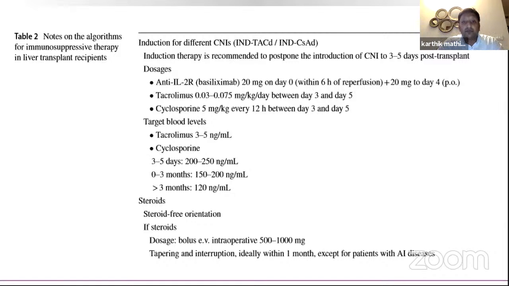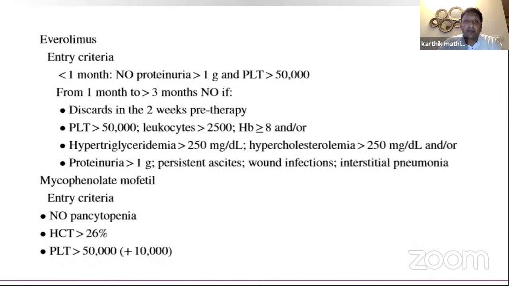Some centers, like I said, have a steroid-free orientation, but if steroids are given, it's 10 mg per kg of body weight, and then you taper according to the disease. And everolimus: we also started introducing everolimus after the first week of transplant. Sometimes we are forced to introduce it for a lot of reasons, because you're not able to push your tacrolimus, not able to give much steroids, the bilirubin is not coming down, and the enzymes are still stuck at a level. Then you are forced to introduce everolimus.